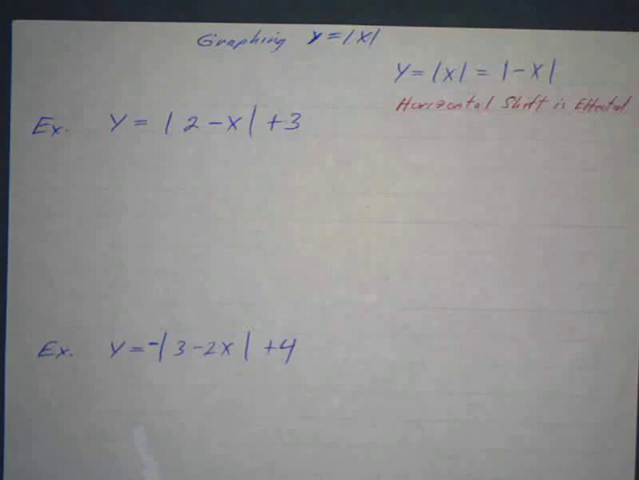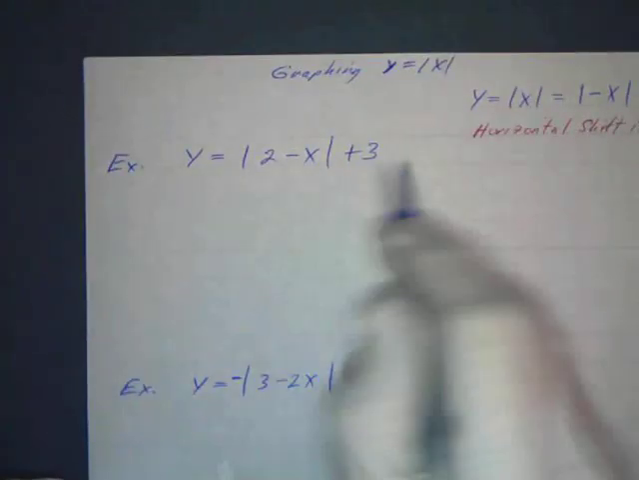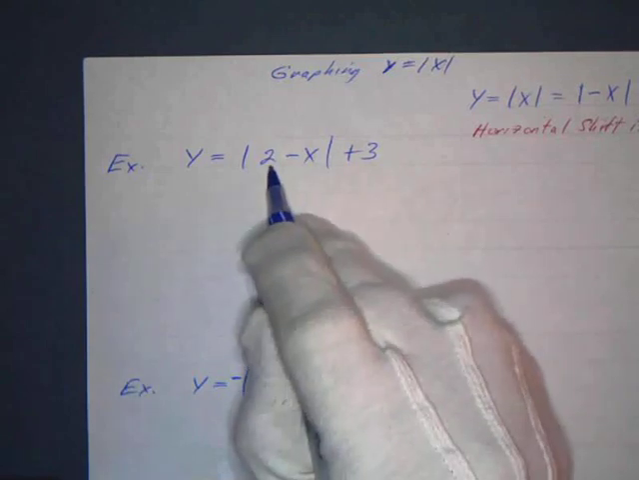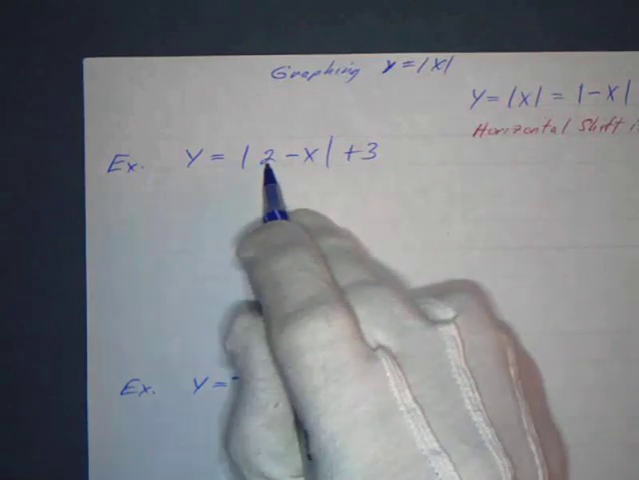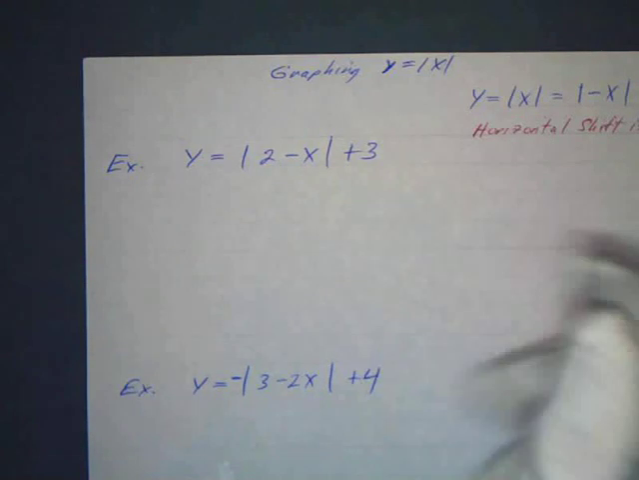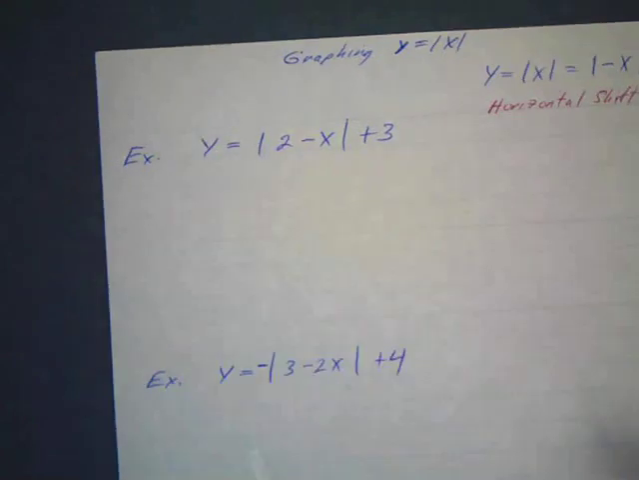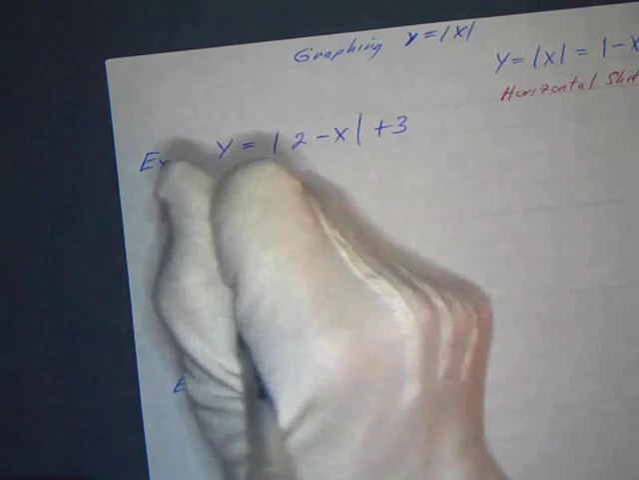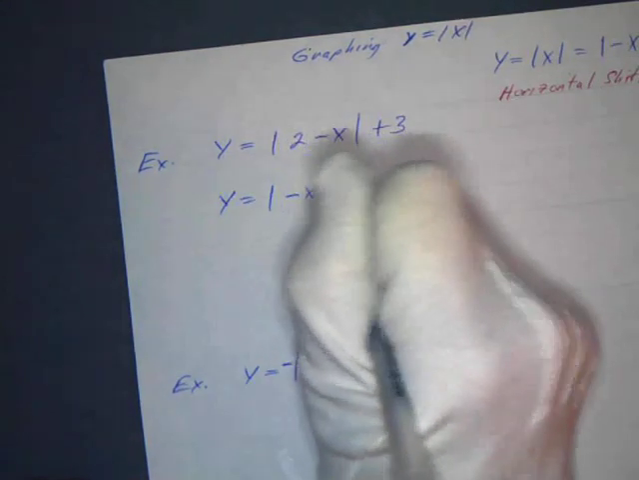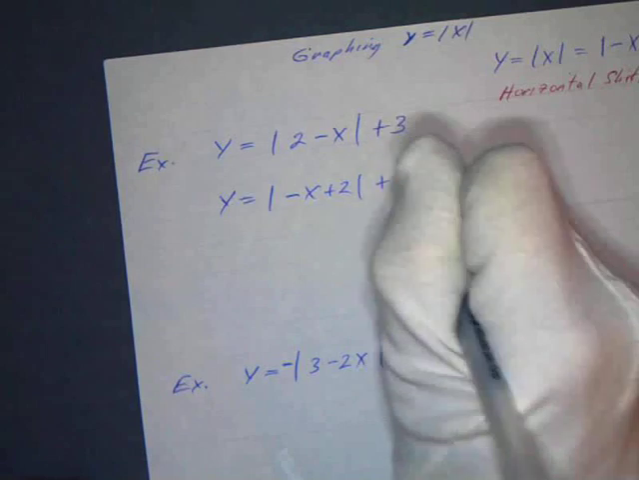So here's an example. On first inspection, you might say, well, this is going to be the same, so I use the opposite sign, so my horizontal shift will be -2, and my vertical shift will be 3. Well, we have to just make sure it's in the right form. And remember, the form is the x's in the front. So we'd have to rewrite this as y equals the absolute value of -x plus 2, plus 3.